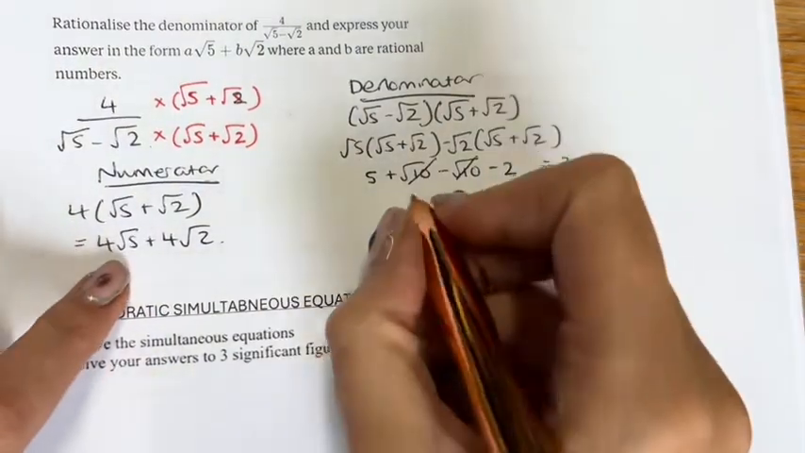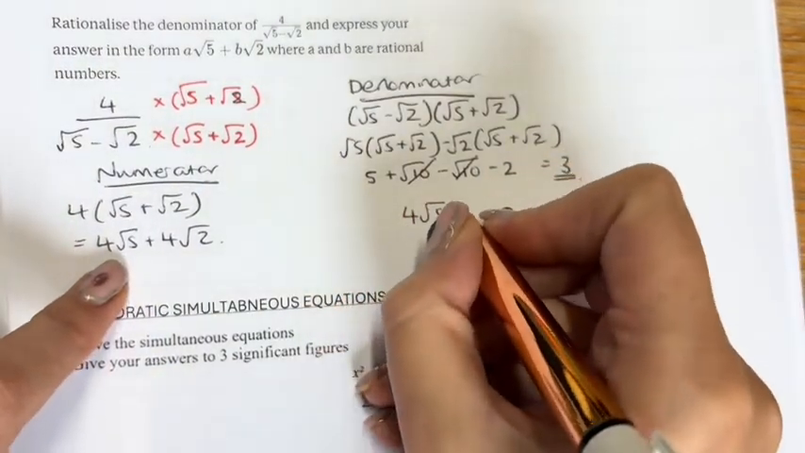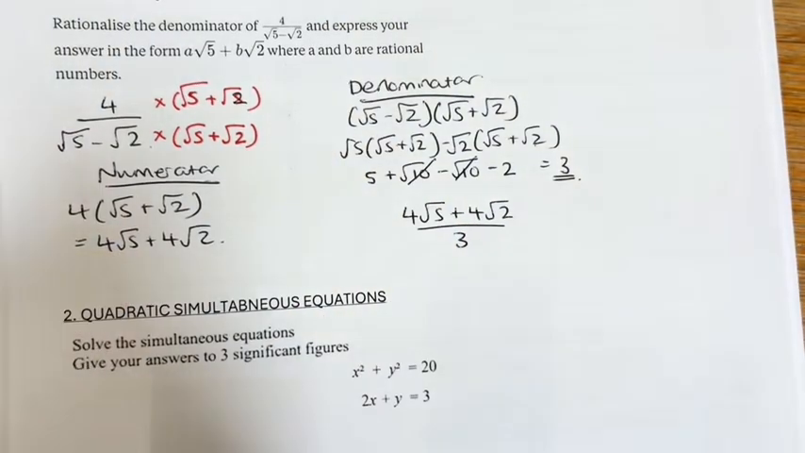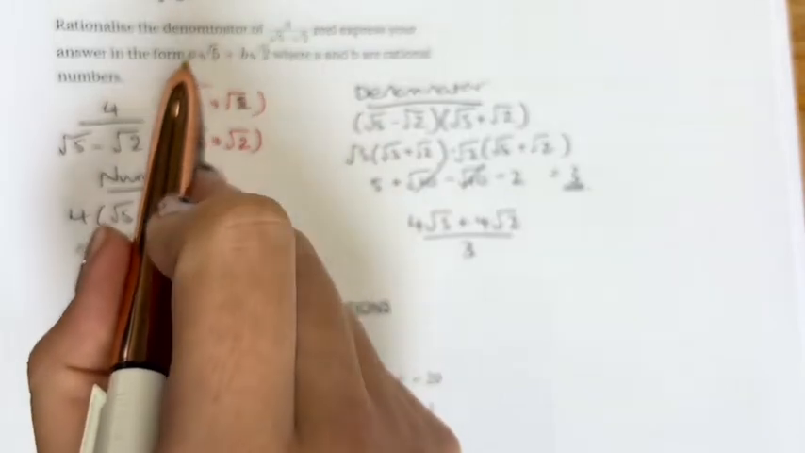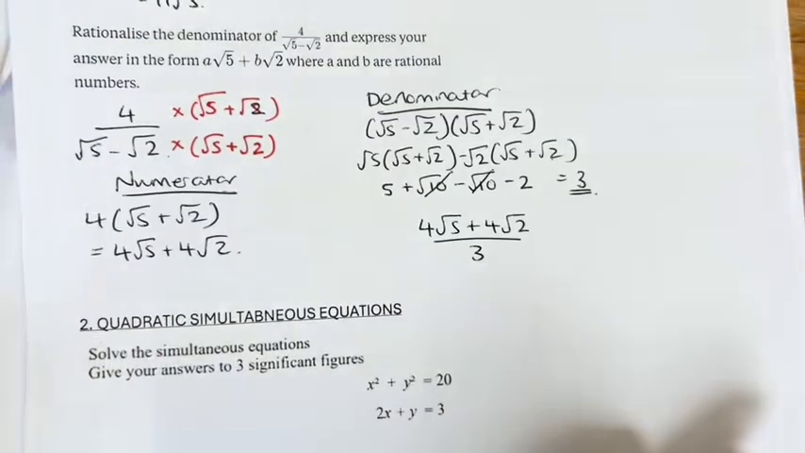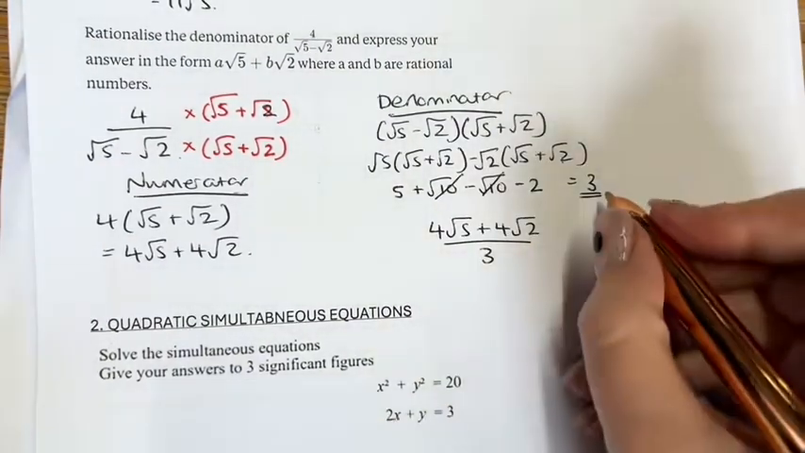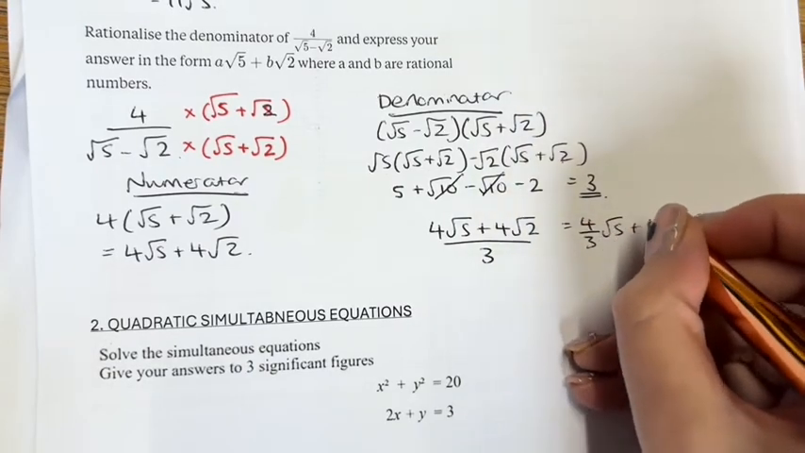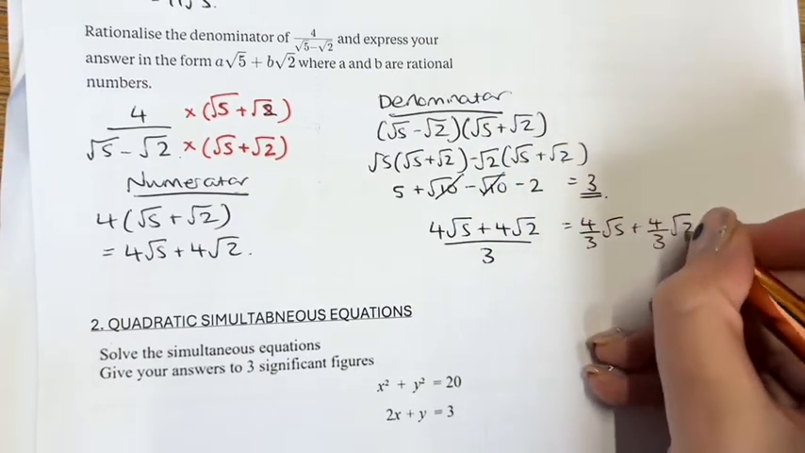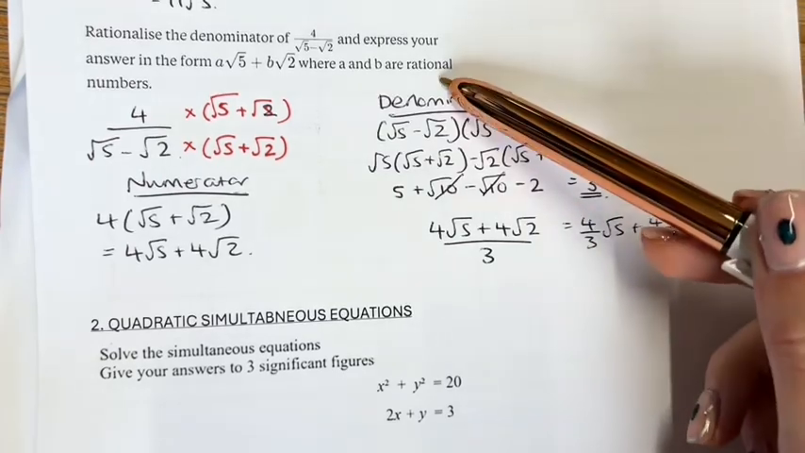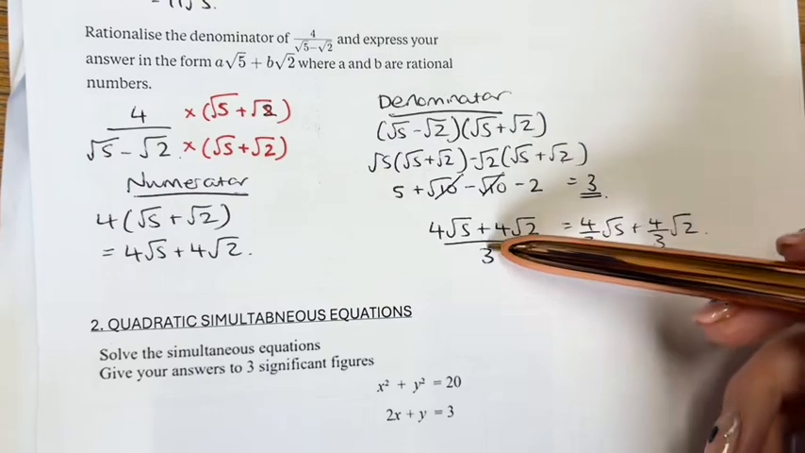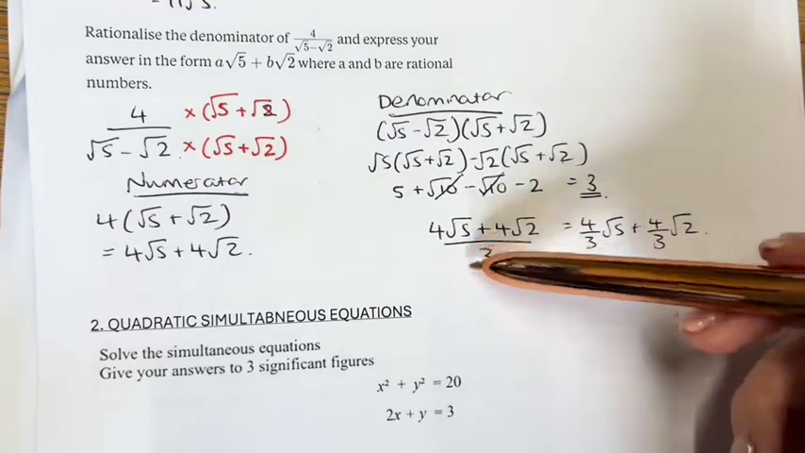So my final answer will be this numerator over 3. And that is in this form, a root 5 plus b root 2. If I were to just write it as 4 over 3 root 5 plus 4 over 3 root 2, that's fine. Rational just means can be written as a fraction. And rationalise means I wanted to remove any surds from my denominator.